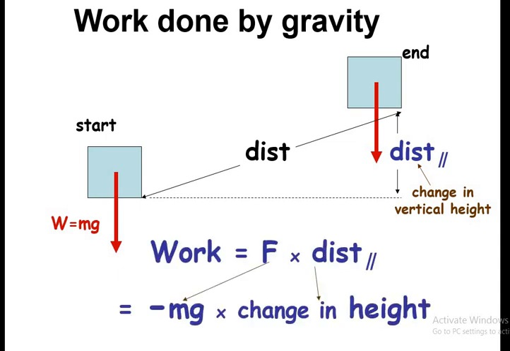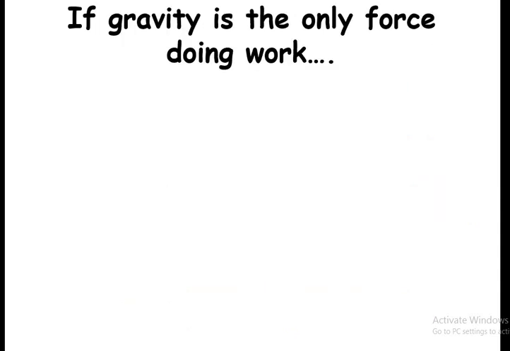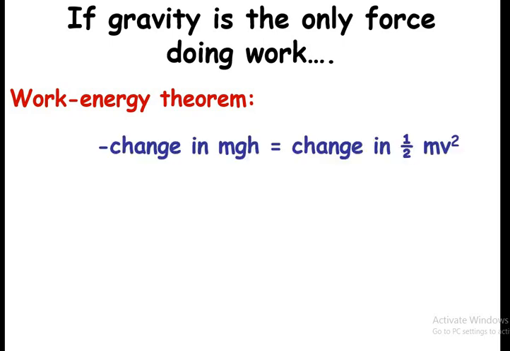What is F here? Minus mg. Why? Acting downward. Clear? It is done by the force of gravity, that's why it is taken negative. And what is the distance here? Change in height. So if gravity is the only force doing work, then what will happen? In this special case, change in mgh equals change in potential energy equals change in kinetic energy.